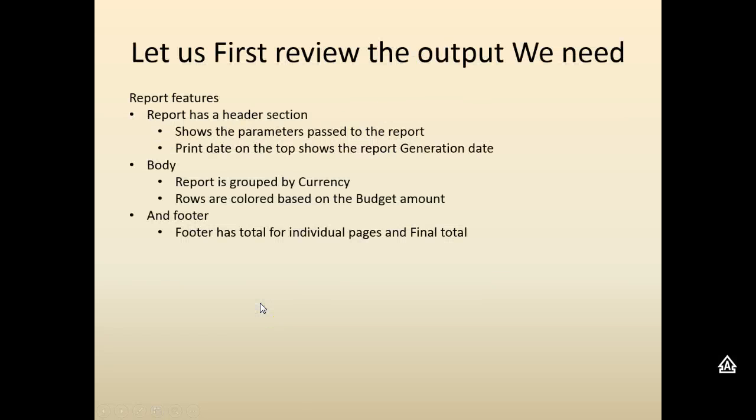So let's review the report output one more time. We have a report with a header, a body, and a footer section. The report header section basically stores the parameters used to drive the report. It also shows the report generation date. The body of the report is grouped by currency, and there is row level formatting based on the amount. The footer shows the total for the individual pages, and there's a final total for the entire report.